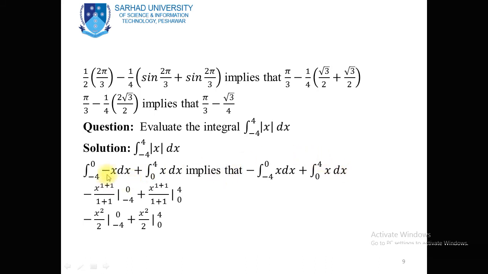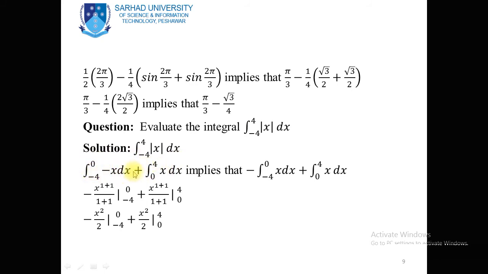Now integration of minus x is equal to minus x power 1 plus 1 divided by 1 plus 1, and limit from minus 4 to 0. Now plus integration of this x with respect to x is equal to x power 1 plus 1 divided by 1 plus 1, and limit from 0 to 4. So dear students, note that in this function, absolute x is equal to plus minus x. So we divide the given limit into two parts, like you see over here.